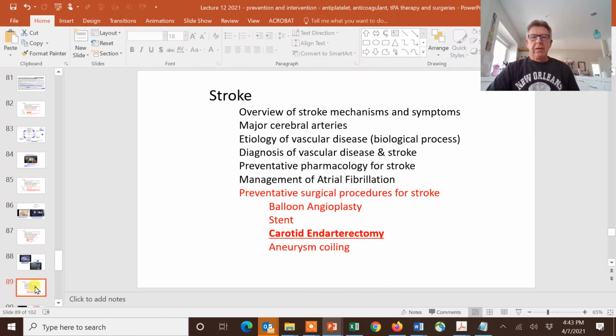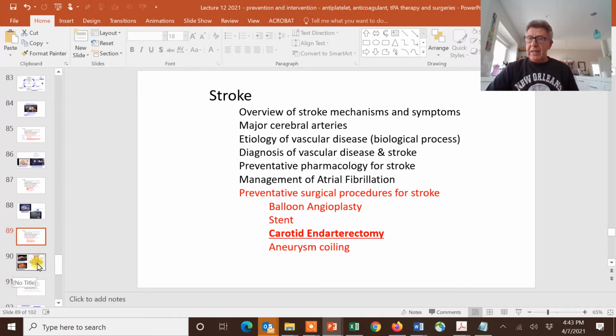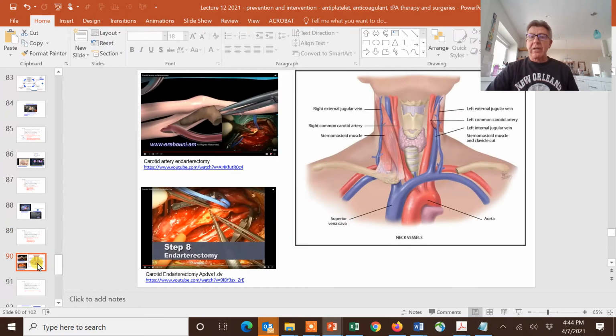All righty. How about carotid endarterectomy? This is where the plaque is too big. You can't use a stent. You cannot do a balloon angioplasty. So now you have to cut open the carotid artery and remove it. Okay, not the artery. You have to remove the plaque.